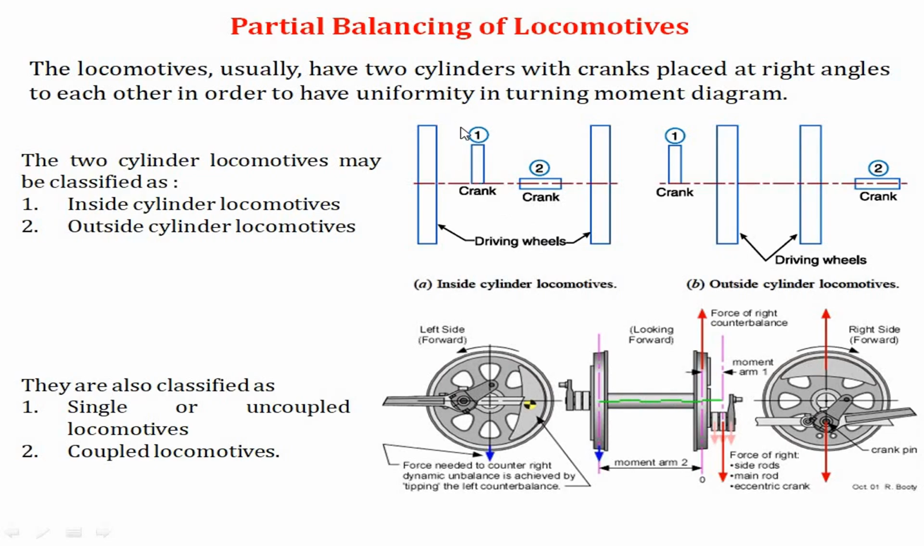Here you may find two cylinders placed inside two driving wheels, and here two cylinders are placed outside the driving wheels. The cylinders are represented by crank number 1 and crank number 2. As you will find, the relative angle between crank number 1 and crank number 2 is 90 degrees. It is the same over here. One more classification for locomotives is single or uncoupled locomotive and coupled locomotive. If the front wheel and the rear wheel are connected by a coupling rod, they are recognized as a coupled locomotive, and if they are not coupled, then it is an uncoupled locomotive.